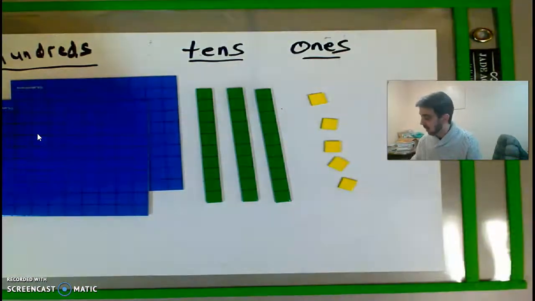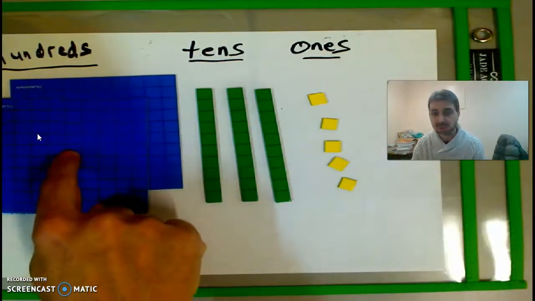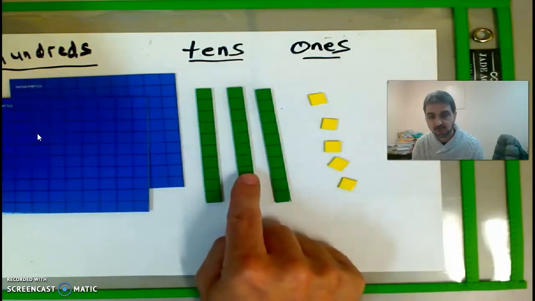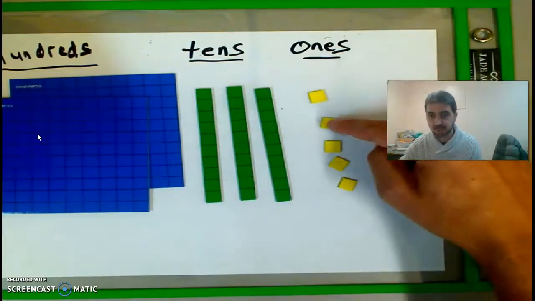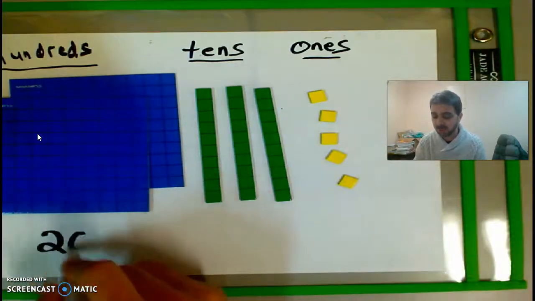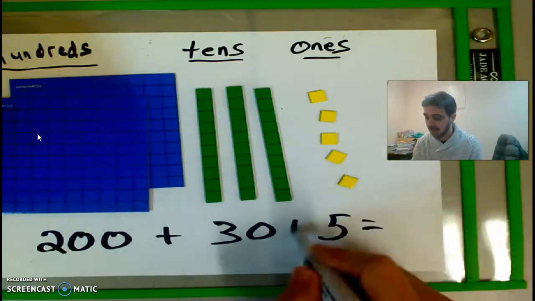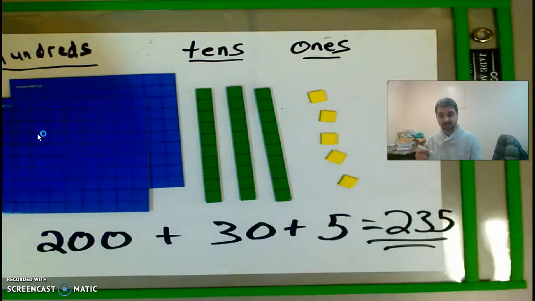Okay, so now that you know how to skip count, that's helpful because we have 100, 200, 210, 220, 230, 231, 232, 233, 234, 235. So we would have 235. And if you add those up, you get 235. Okay? All right.